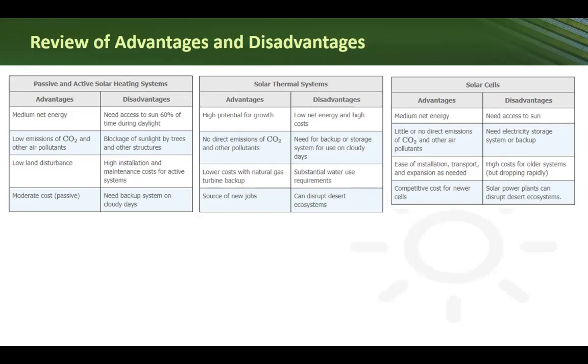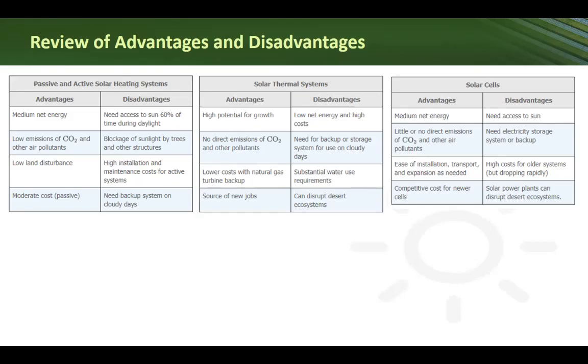Then we talked about your solar thermal systems. These are the CSPs that we were talking about. Biggest advantages, there's a lot of potential for growth here. They have zero direct emissions from CO2 and other pollutants, so very, very clean. The lower costs with natural gas turbine backup, and natural gas is much easier to turn on and turn off, and you use that for peak load, and you use this whenever it's available, is a pretty good pairing. And we see a great potential for job creation, both domestic and abroad, when we start looking at these solar thermal systems.